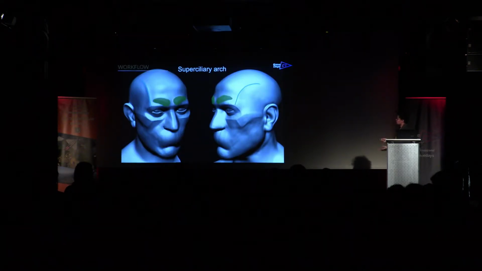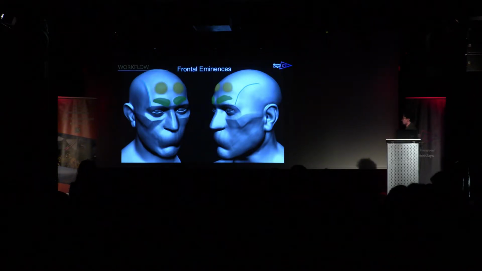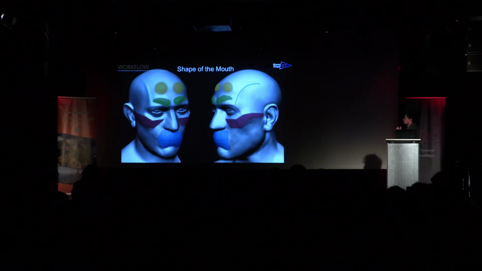Next thing is the superciliary arch. It's not always visible on every face, but I've seen they're really soft, also on females. These frontal eminences also are very soft, but on some faces they are more pronounced. And the zygomatic arch, and then the shape of the mouth, which is kind of curved. So I place all these features whenever I'm sculpting, and then I build my likeness above it.